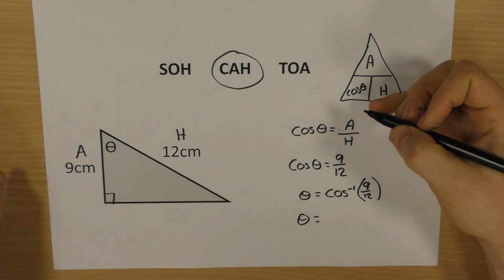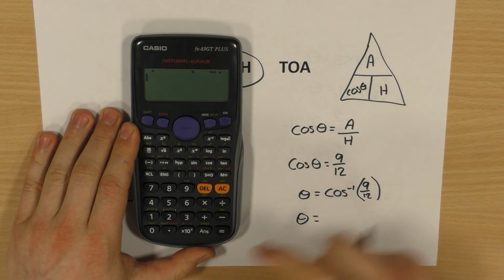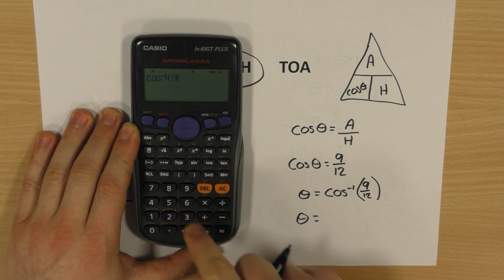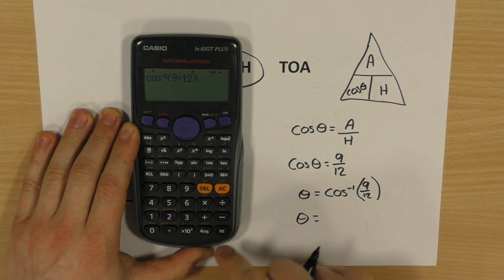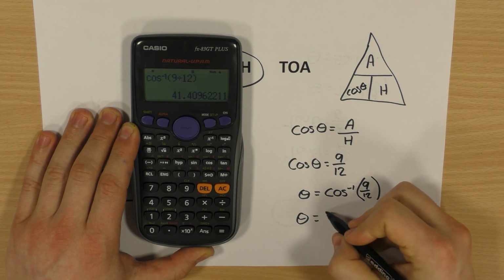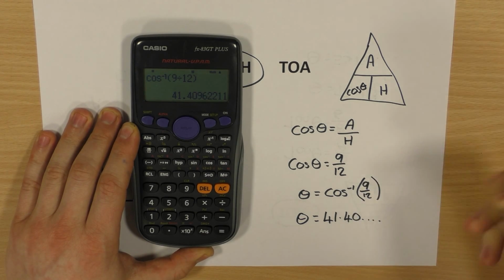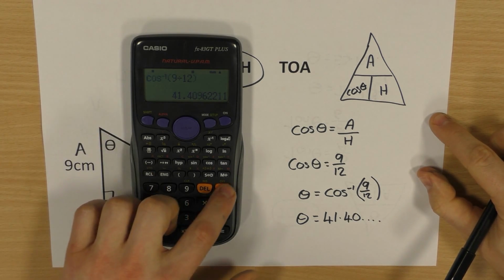We grab our calculator, shift cos to get the inverse of cos, in the brackets, 9 divided by 12, close your bracket, press the equals, lovely jubbly, 41.40, etc., etc. Again, round it to whatever you need to round it to.